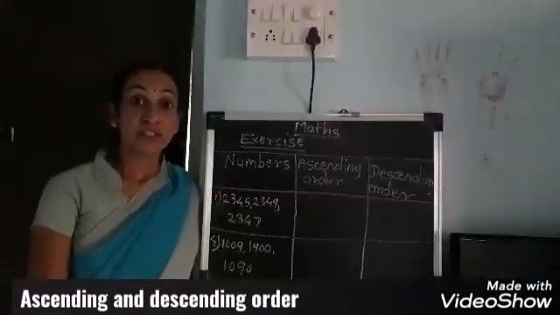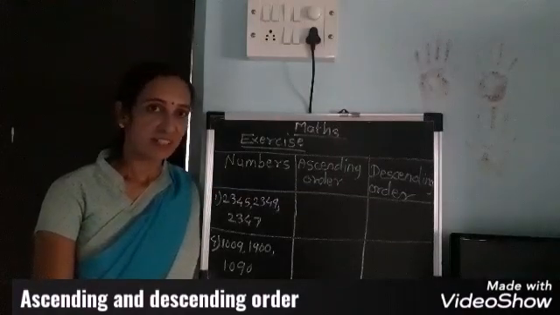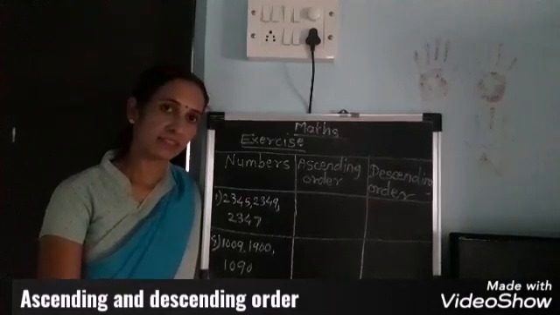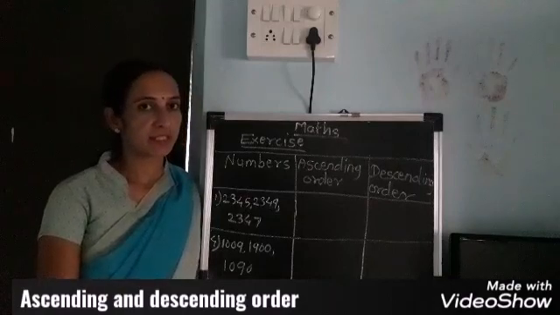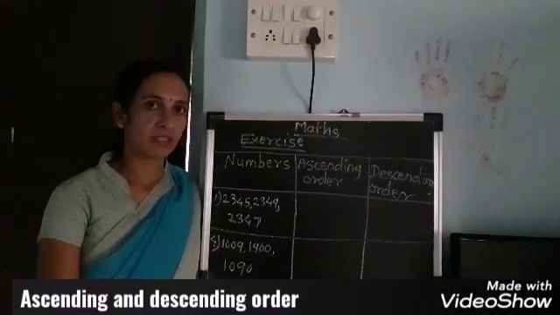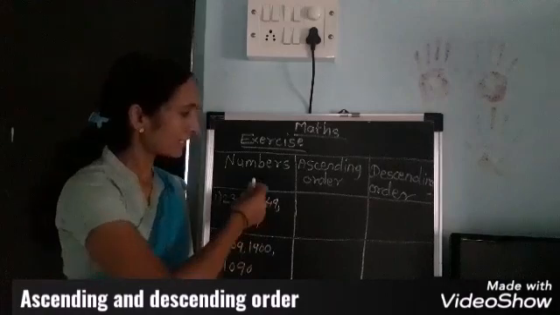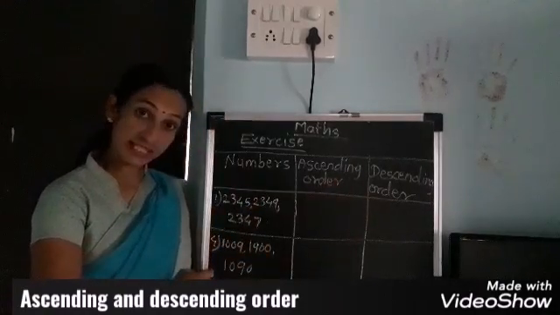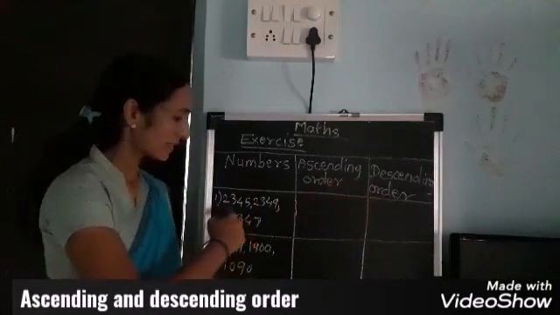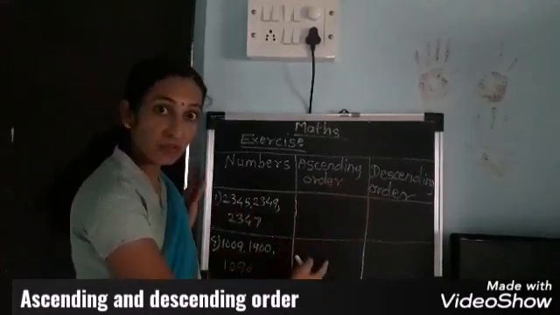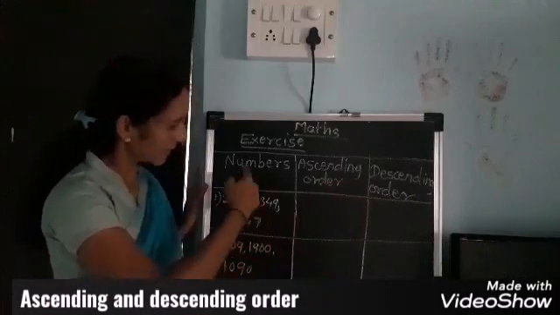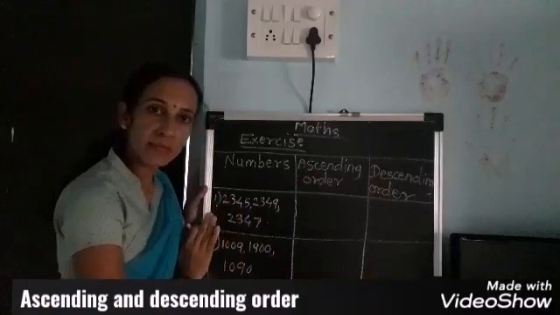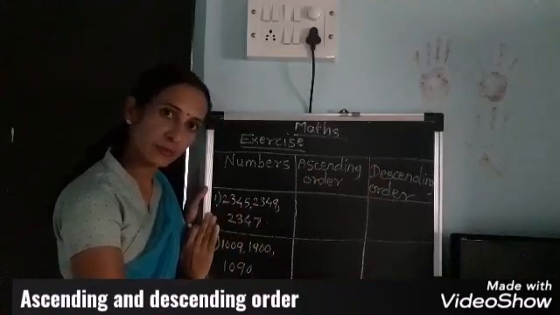Students, open your textbook page number 15, exercise. See, in the exercise 6 examples are given. If we solve separately, then you have to write more. Instead of that, you can make a table in this way. Here you can write numbers 1, 2, 3, 4, 5, 6, and you can write their answers in front of the numbers. Here numbers, ascending order and descending order. If you make the table, it is so easy for you.